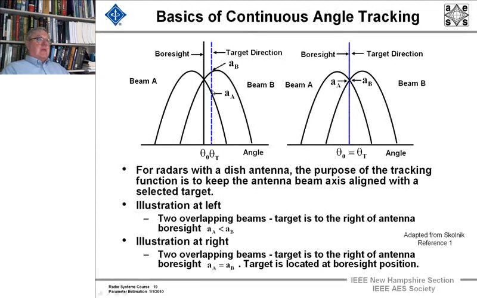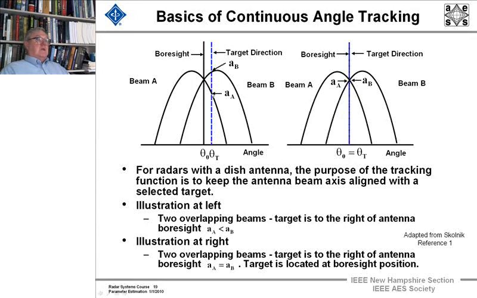And if we look at the amplitude for the illustration at the left, the two overlapping beams, we can see that the target is to the right of the antenna boresight, because A sub A is less than A sub B. You see here? Here's the target direction.